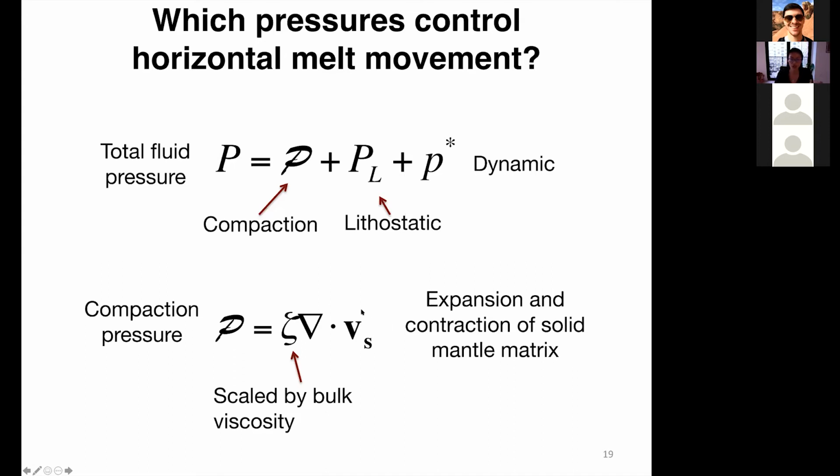It is defined by the divergence of solid velocity scaled by the bulk viscosity. The divergence of solid velocity, you can think of as the expansion and contraction of the solid mantle matrix. You can think of it like a sponge, and the bulk viscosity is how hard it's resisting this expansion and contraction. So for the sponge, the bulk viscosity would be how hard it's resisting the squeezing and releasing.